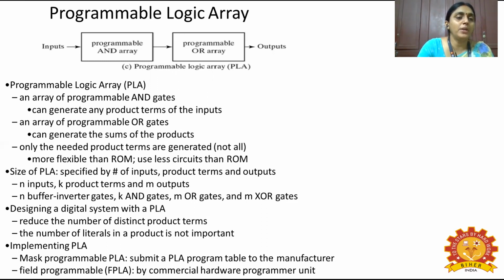And this programmable logic array generates only the needed product terms, not all of them, which is more flexible than ROM and uses fewer circuits than ROM. The size of a PLA is specified by the number of inputs, product terms, and outputs. And this involves N inputs, K product terms, and M outputs. And it also involves N buffer inverter gates, K AND gates, M OR gates, and M XOR gates.